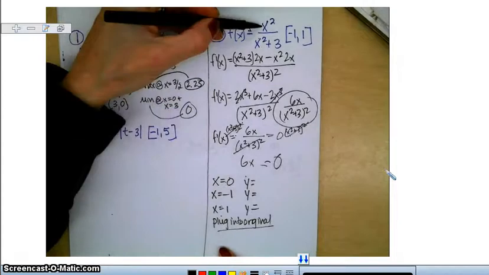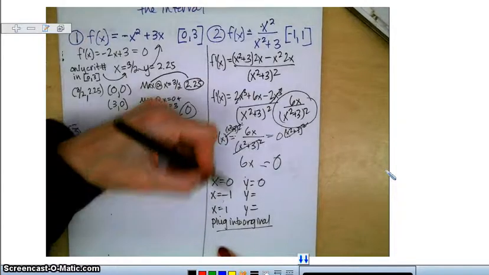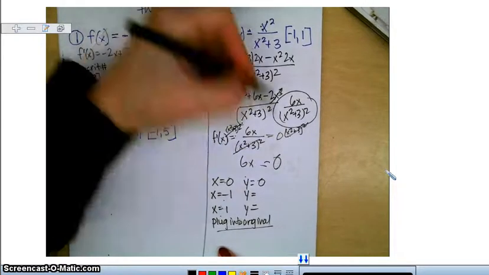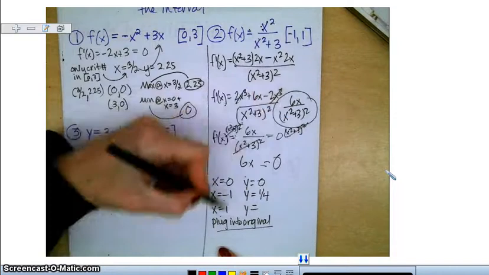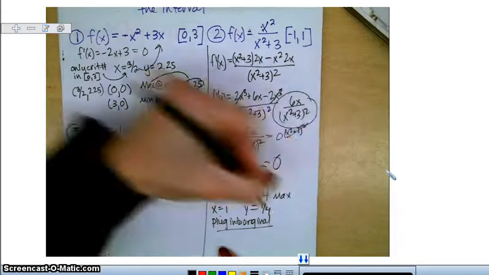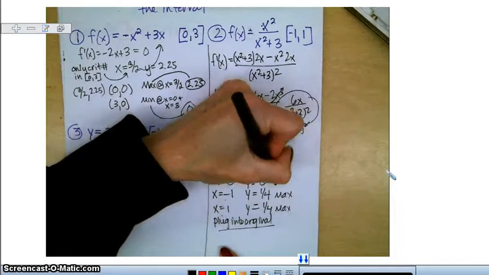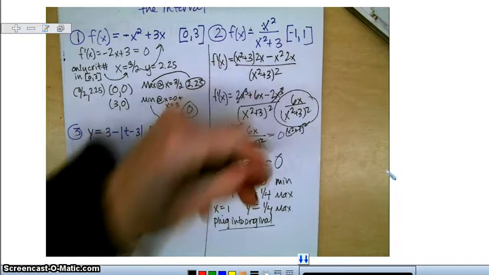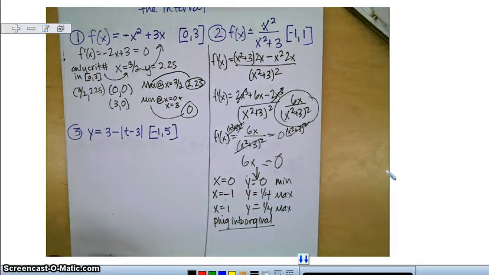When I put 0 in, I get 0. When I put -1 in, I get 1/4. When I put +1 in, I get 1/4. So these two would be considered maximums, and this would be the minimum. It's the y value that determines the least and the greatest. The y value is what you look at.